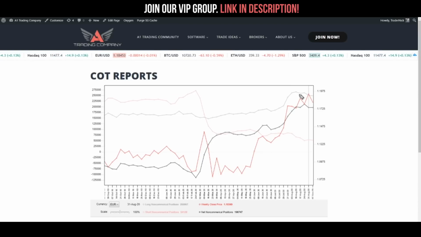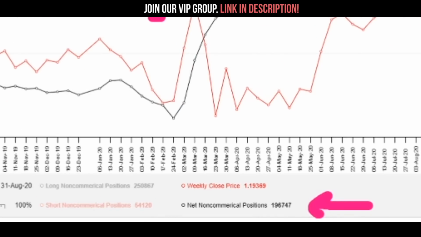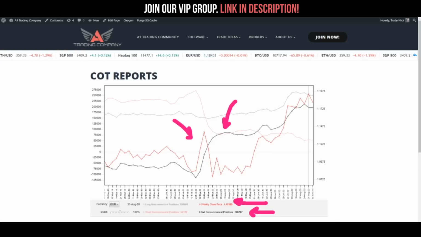Okay, now that we've got that out of the way, back to the focus here. So the red line is the actual asset valuation going up or down. And the black line is actually going to be the positions, the net non-commercial positions. You can see down here in our key or ledger. Down here, the key has net non-commercial positions, and again, our weekly close price. So this is on the weekly time frame. So this is higher time frame stuff.